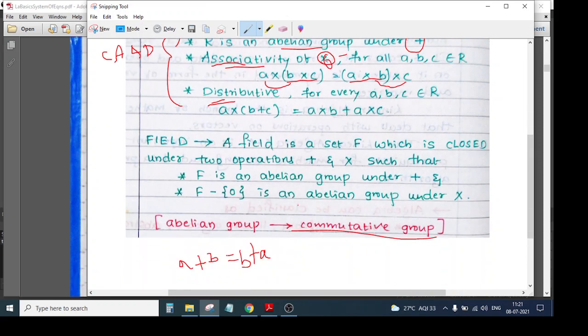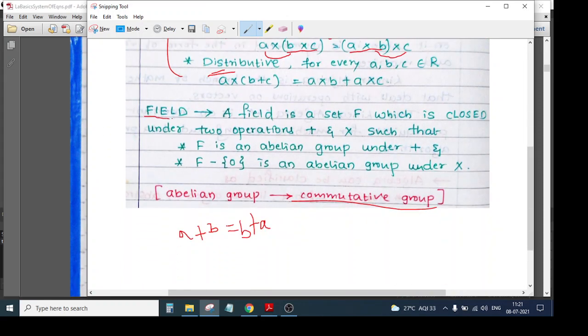Next, we'll try to understand what a field actually is. A field is a set F which is closed under two operations, addition and multiplication. Now what are the conditions? F should be an abelian group under addition, that is, a commutative group, and F minus 0 must be an abelian group under multiplication. So that is the difference between your field and ring.